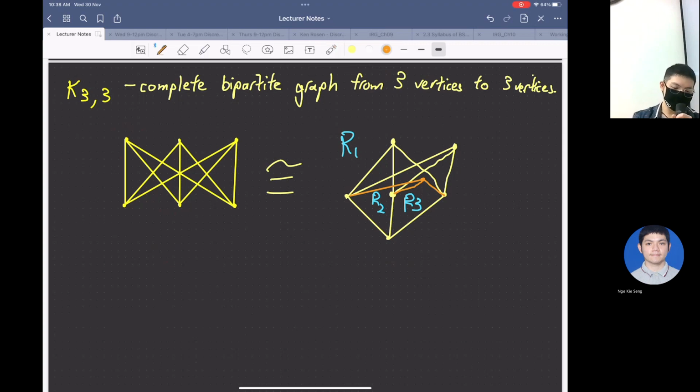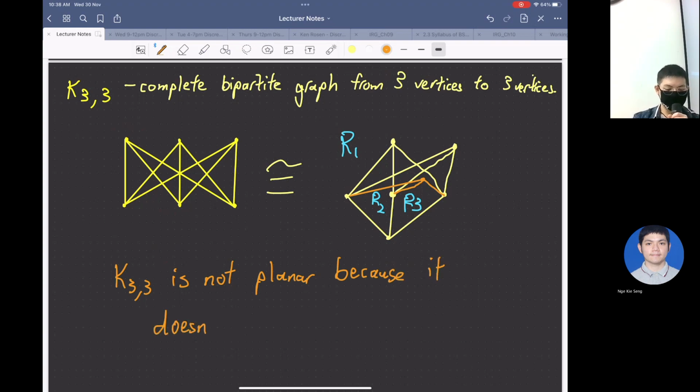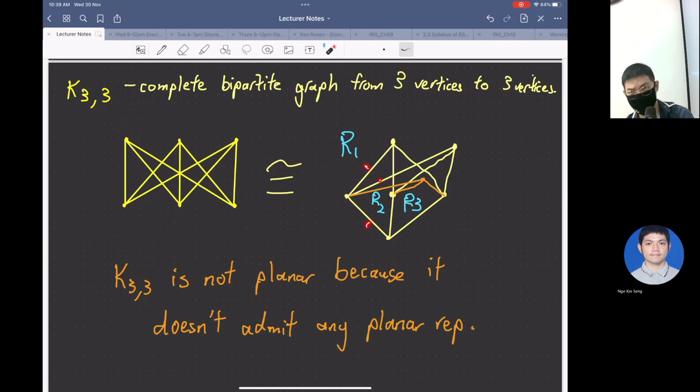So K3,3 is not planar because it doesn't admit any planar representation. If you want to show that it doesn't admit any, you need to try all the possibilities. But if you want to show it is planar, you just need to find one.